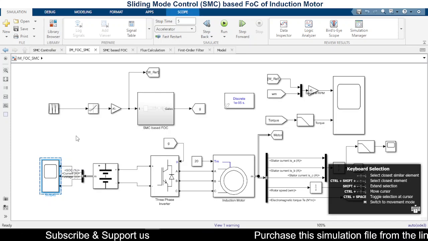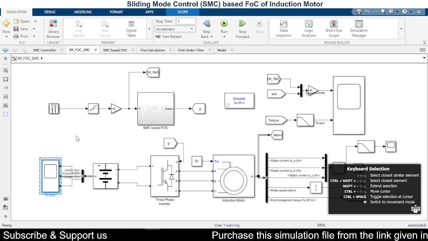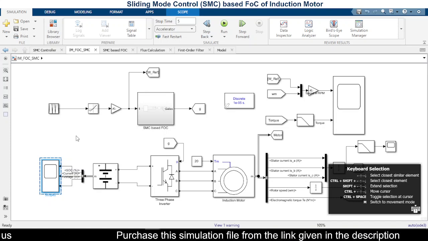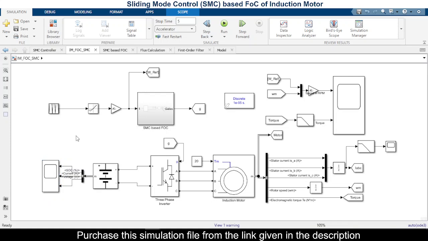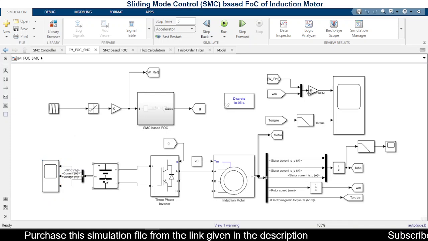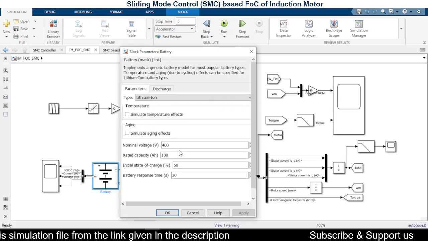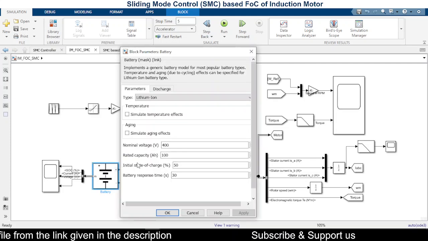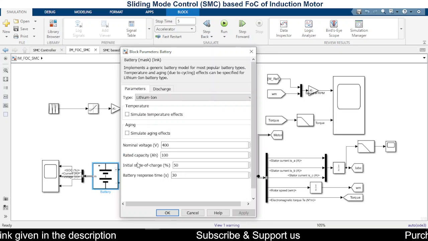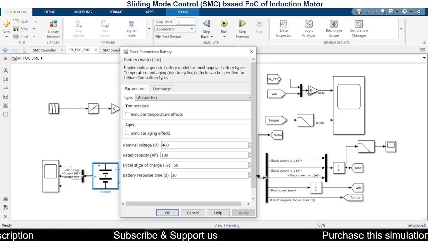In this video we are going to see the sliding mode control of induction motor. This controller is based on FOC, field oriented control. Here we have the setup and this is the battery. Voltage of the battery is 400 volts and the rated capacity of the battery is kept at 100 Ah and the initial SOC of the battery is kept at 50 percentage.